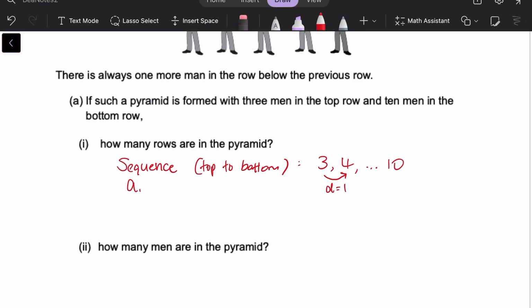So let's apply this formula. An equals a1 plus n minus 1 d. Sub in the information that we know. An is the last term, so that would be 10, and a1 is the first term, so that would be 3. Plus n minus 1, we're not sure how many rows, that's what we're trying to find out. So we don't know what n is, and we know that d is 1. And if we solve this, it just gives n equals 8. So there are 8 rows in the pyramid.